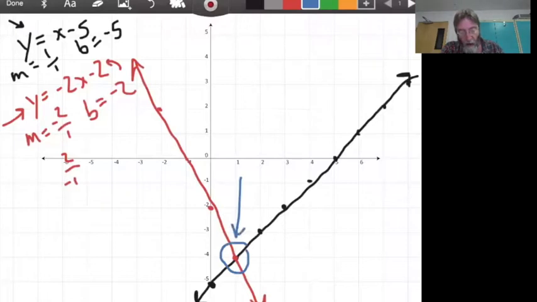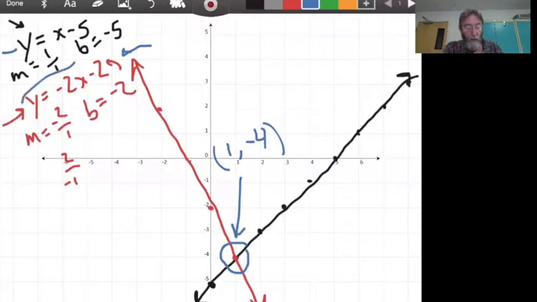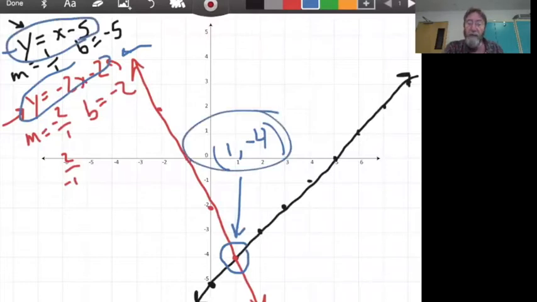And that's the ordered pair, 1 for my x, comma, negative 4 for my y. And what we'll see is if we plug those two values into this equation, 1 minus 5 is negative 4, it makes it true. And if I plug it into this bottom equation, 1 times negative 2 is negative 2, minus 2 is negative 4. It solves this equation, and it solves this equation. So that, right there, we say is the solution for this system.